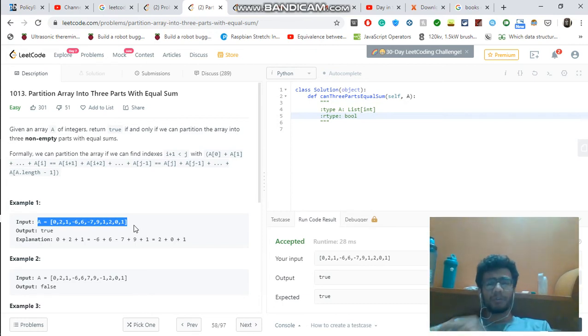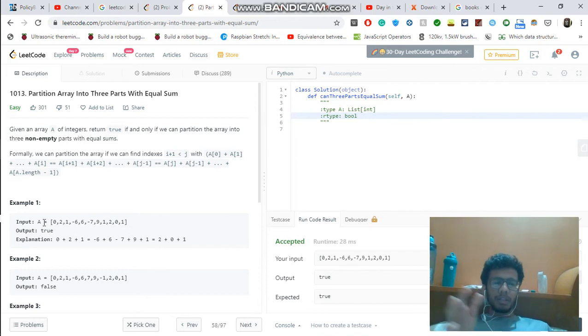I was not able to figure out even that first I'll find the summation of it, and if that summation modulo 3 is equal to 0, then only there is some chance of being equally divided. I was not able to figure that out as well. So that was one part of the strategy. I will explain it in detail as we move ahead.